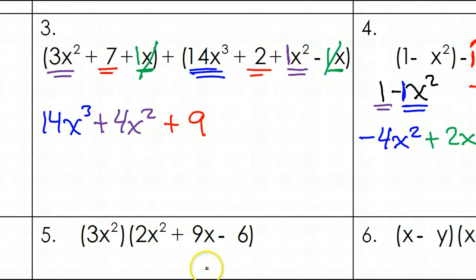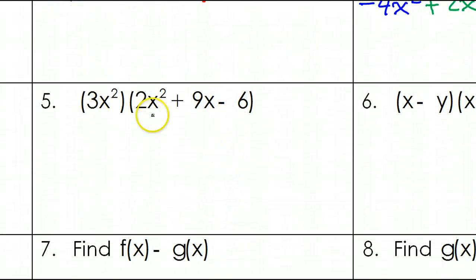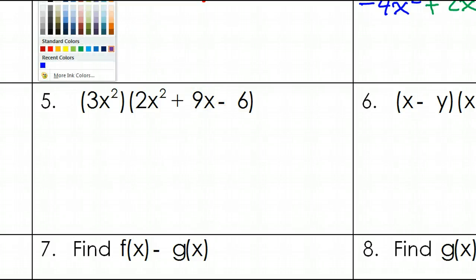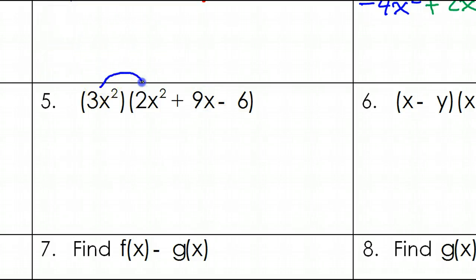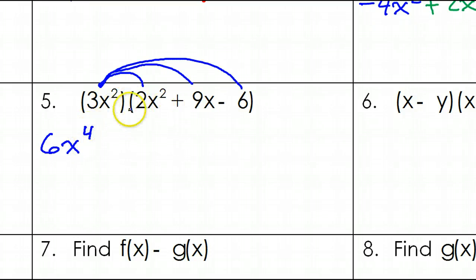I saw number 5 hanging out over there. So a little multiplication. When you have a monomial and then a polynomial, you're just doing the distributive property. Just be careful. 3 times 2 is 6, but x squared times x squared is x to the 4th power. This is the one where the exponents increase. You're sort of adding these two together.